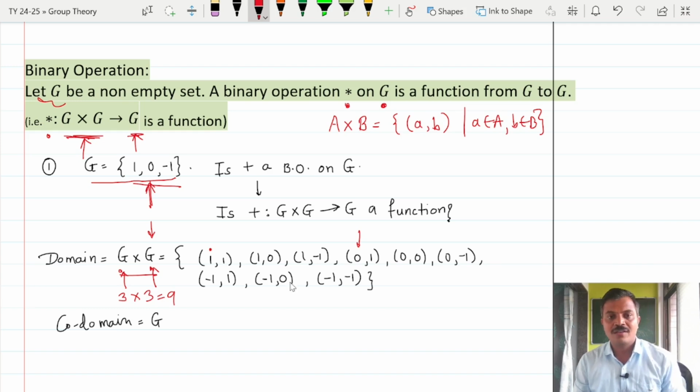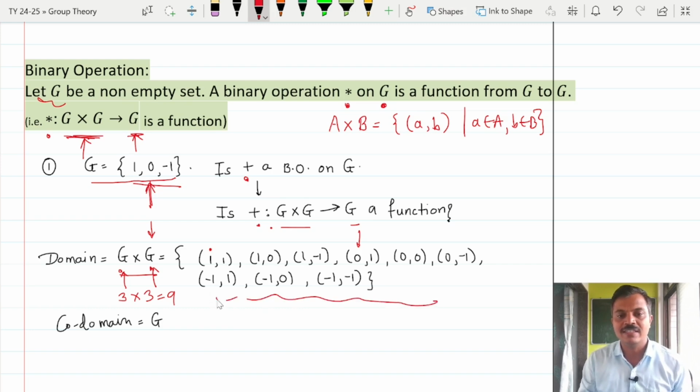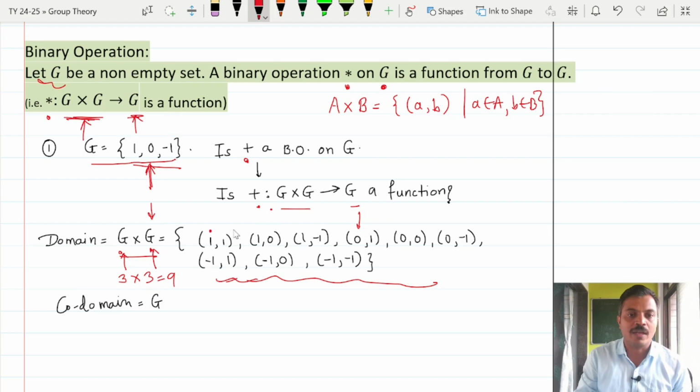Now, in order to check whether plus is a binary operation on set G, what are we supposed to check? According to the definition of binary operation, this plus from G cross G to G should be a function. I have already calculated G cross G for you. Now we just have to find the images, right? So what will be the image of 1, 1? The binary operation is plus, so the image of 1, 1 will be 2. I am just adding the coordinates because the question is whether plus is a binary operation.